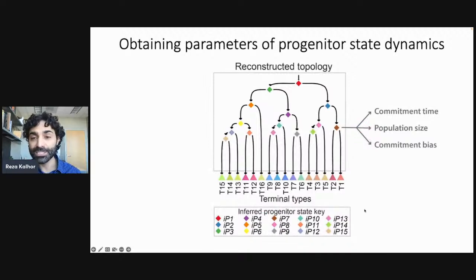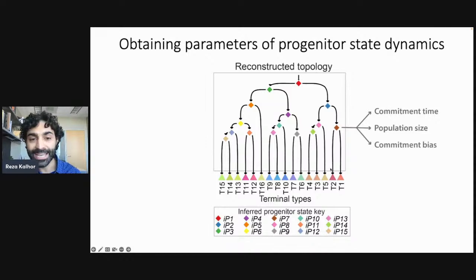Now that we have the topology using the phase algorithm, the next step is to decipher important parameters about each progenitor state's behavior. One of them is commitment time. You might say that topology kind of gives you the relative commitment time, but in development, it's important to know, for instance, whether this progenitor state committed before this one or that one, because they can induce one another. The other is population size. How big each progenitor state is very important, as well as commitment bias. When this one commits or differentiates, what fraction goes to T1 and what fraction goes to T2.